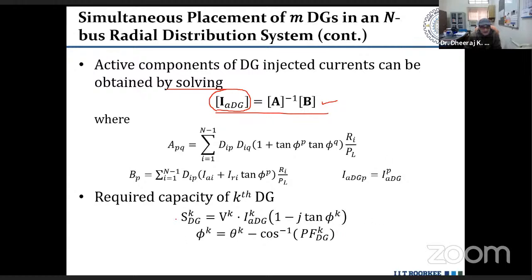Then we can compute the DG capacity in MVA by this expression, that is the voltage at that bus, the active component of DG current computed from this, and then the power factor of that DG. Here the power factor is assumed to be known, so we have only one variable. We can also solve the same problem considering power factor as a variable.